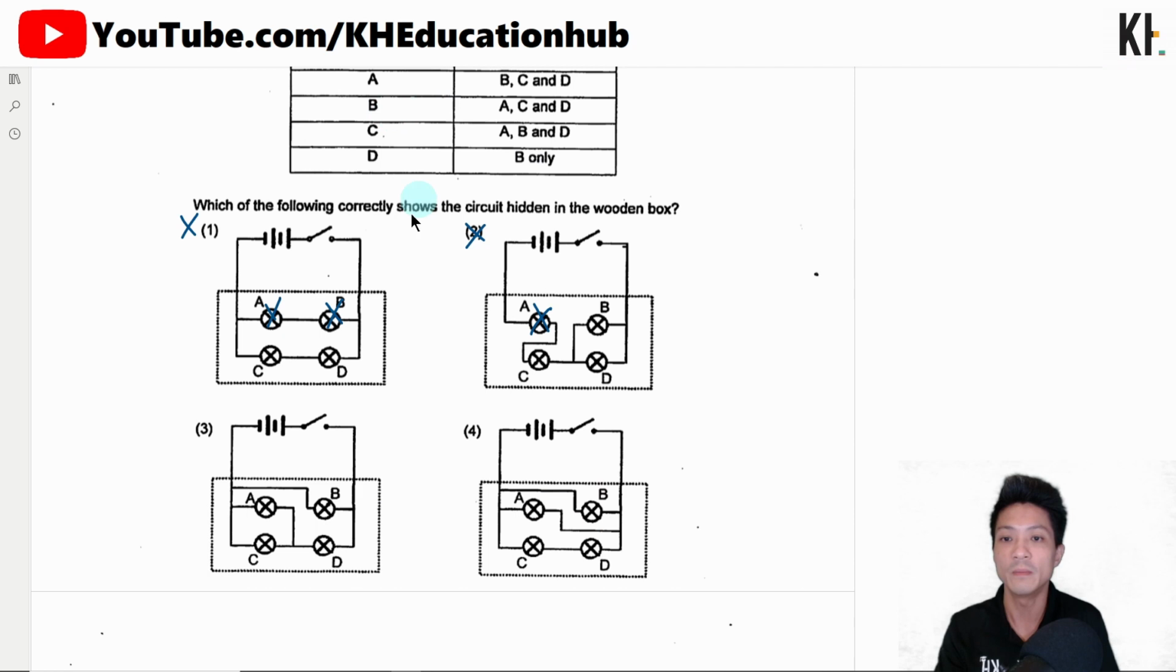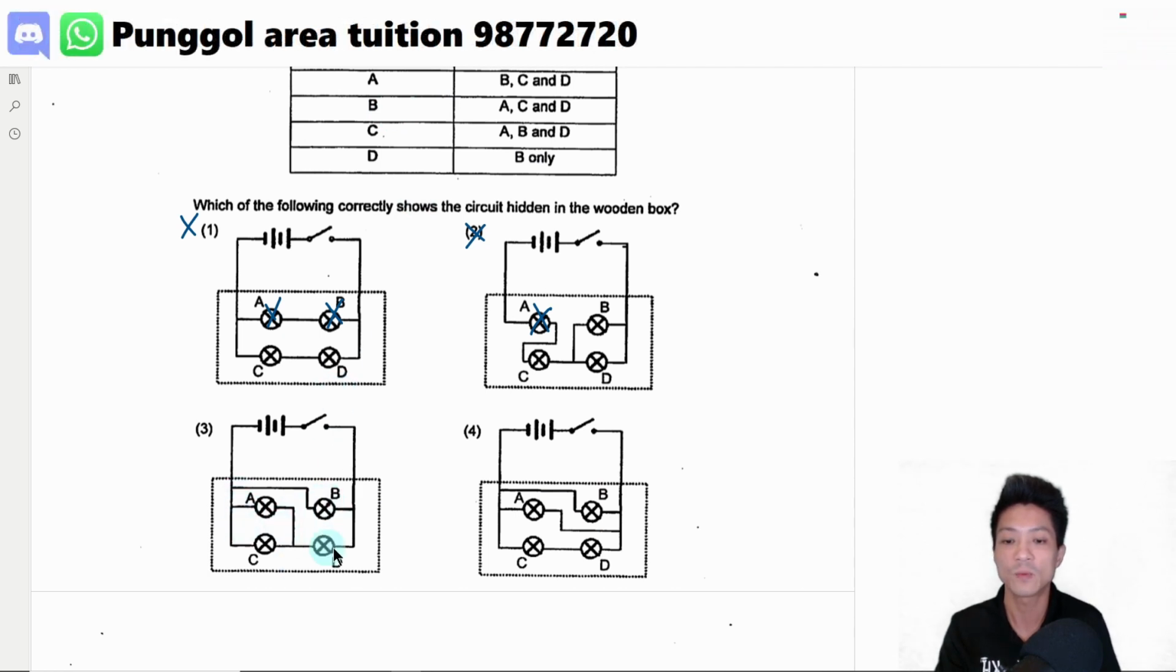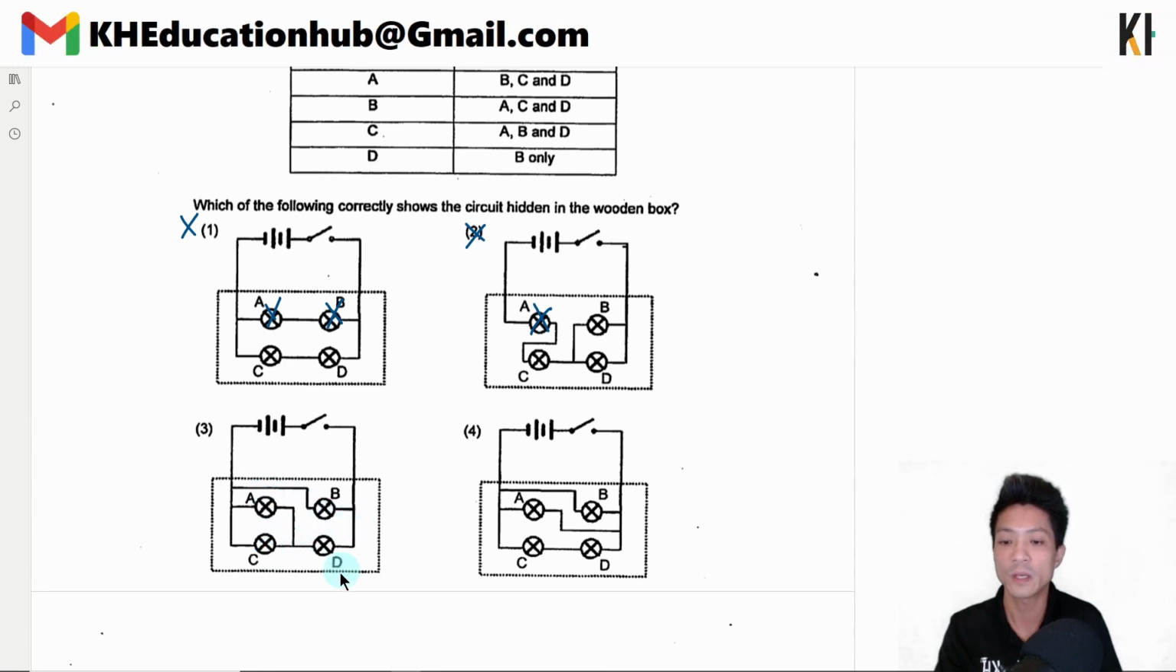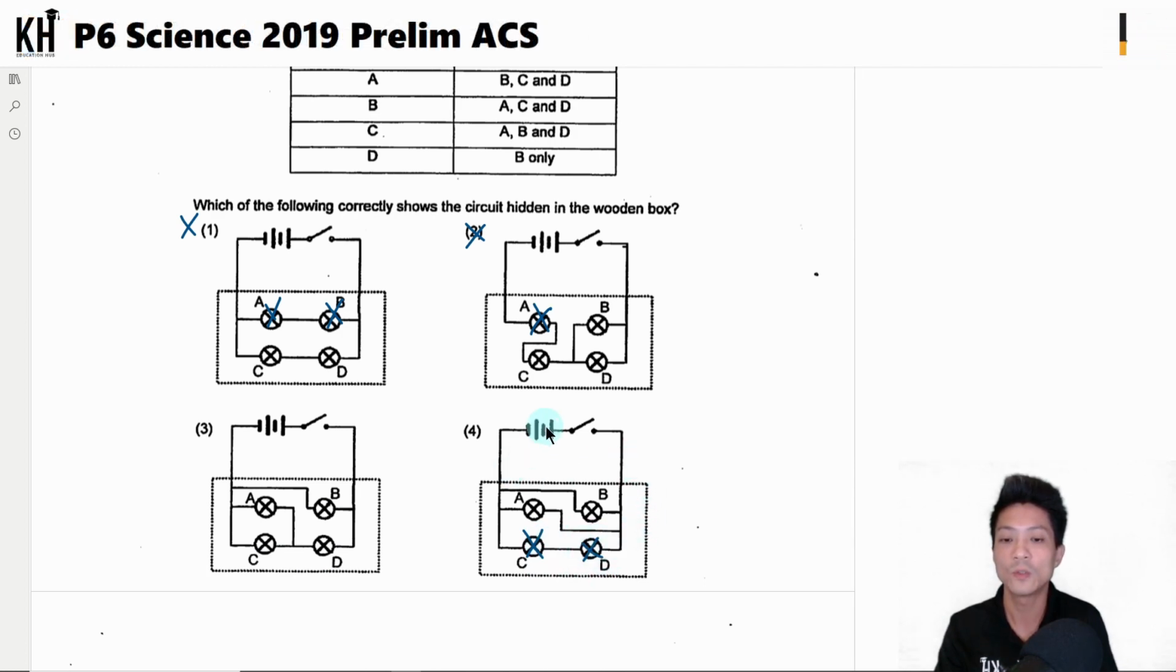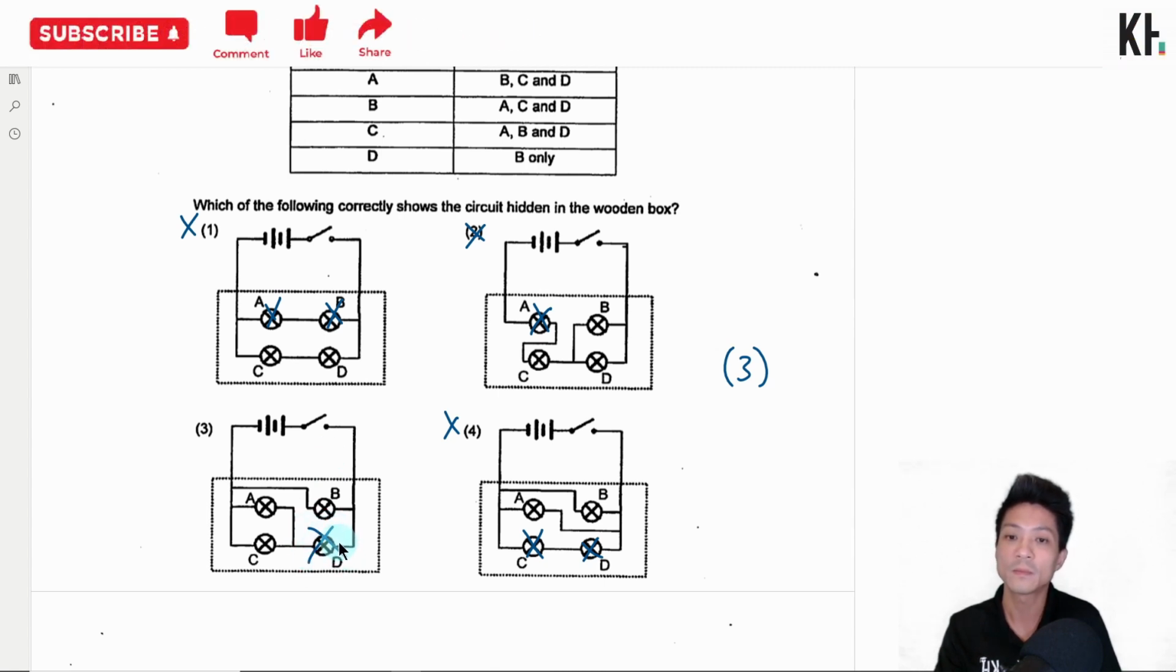Let's go to B. When B is removed, yes, the rest will light up, in both options. Let's check for C. When C is removed, ABD should light up. In option 4, when C is removed, D will not light up, so option 4 is also out, and we're left with option 3. Let's check the last one. When D is removed, B and C will not light up, so only B will light up.